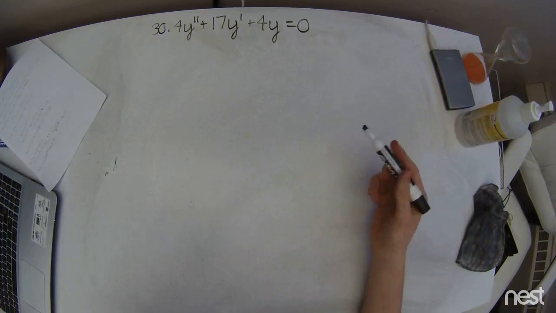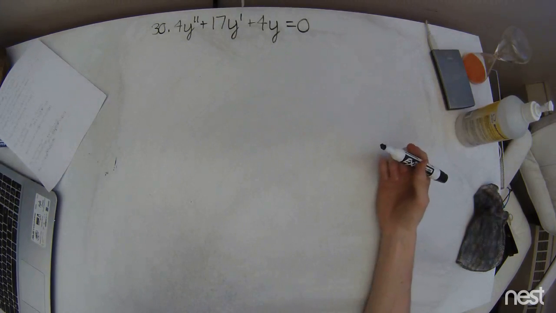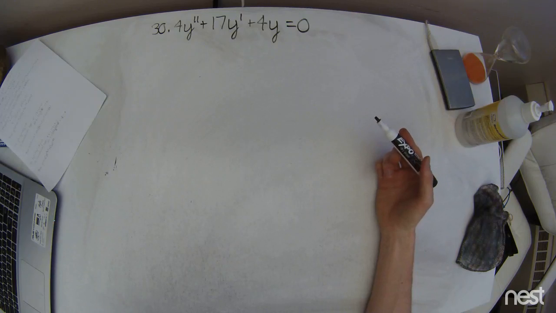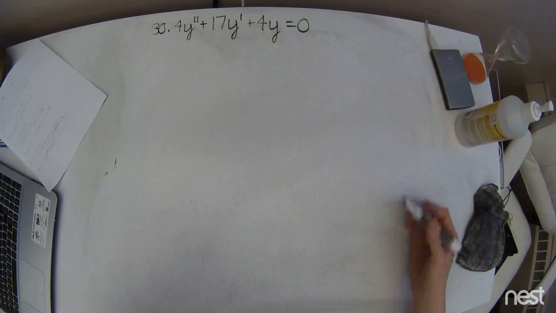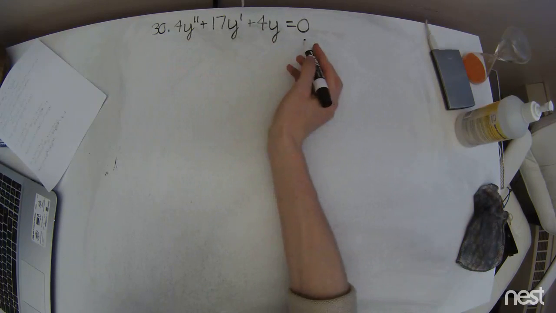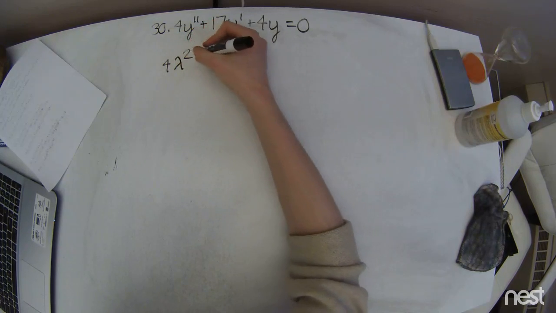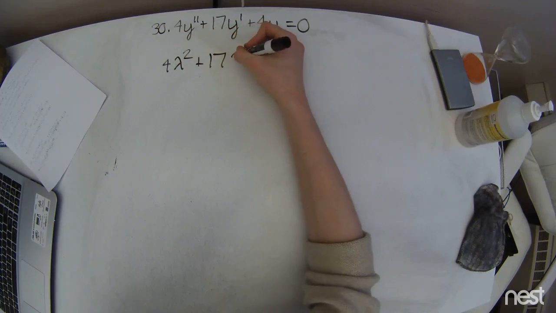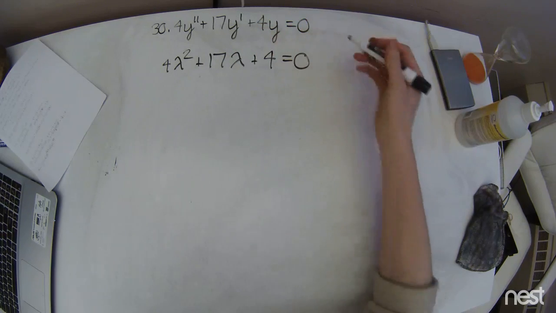Alright, so here we have another second order homogeneous ODE. So solving it's going to be pretty easy, especially given that there's no initial conditions to plug in. So we're just going to set up our characteristic equation using the coefficients from each of these terms. So we'll have 4 lambda squared plus 17 lambda plus 4 equals 0.